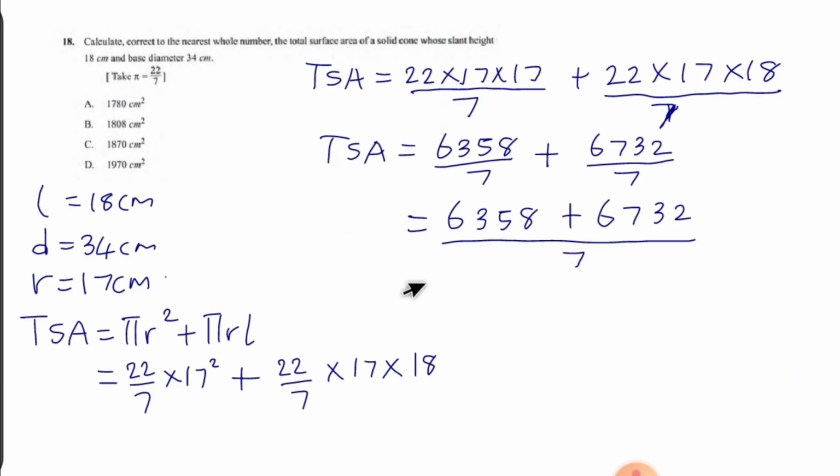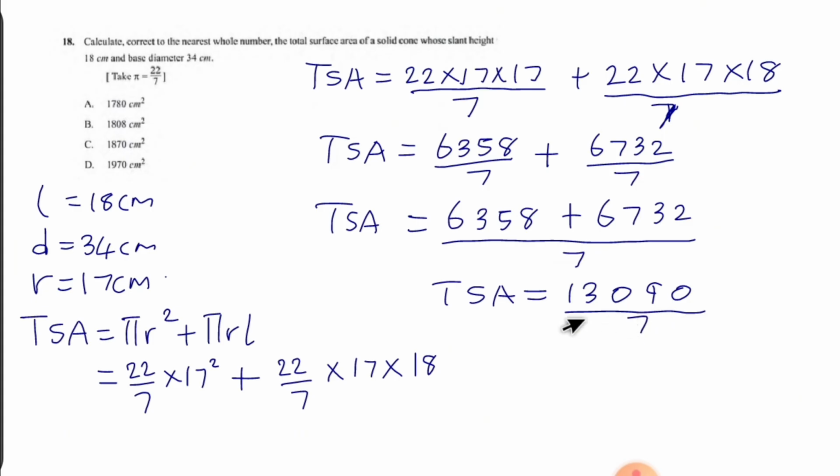Then TSA, total surface area, will now be equal to this plus this, that is 13,090 all over 7. Total surface area is therefore equal to 1870 centimeters square. So that's our final answer, and the answer to the question is C. Let's move to our next question.